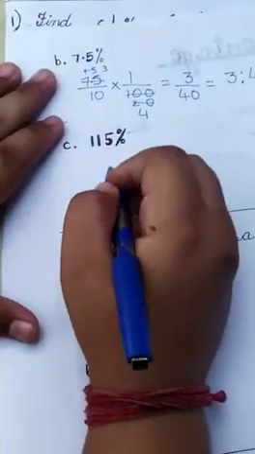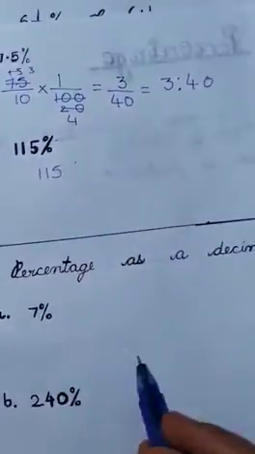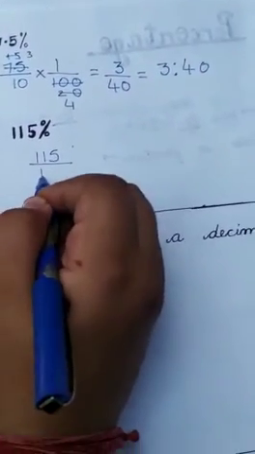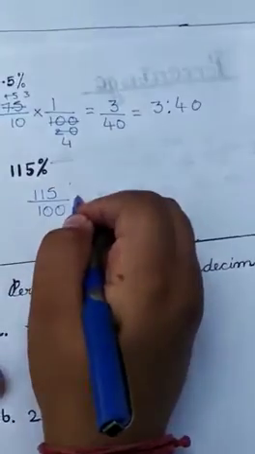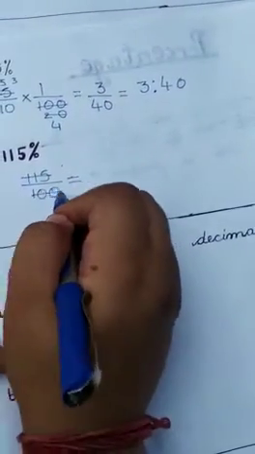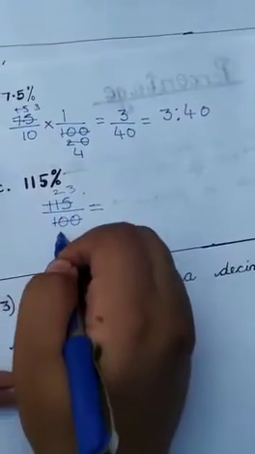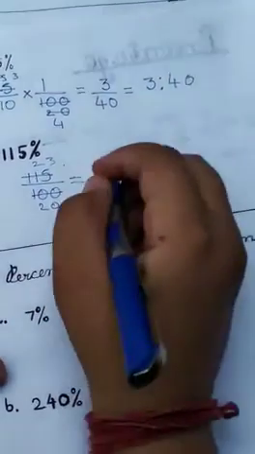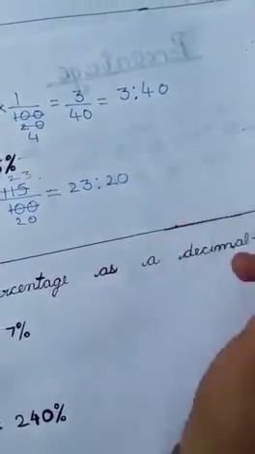Now if 1 upon 115% is given, 1% is of 100, so it will be 1 upon 100. Now it will be reduced. So in ratio it will be written 23 is to 20.